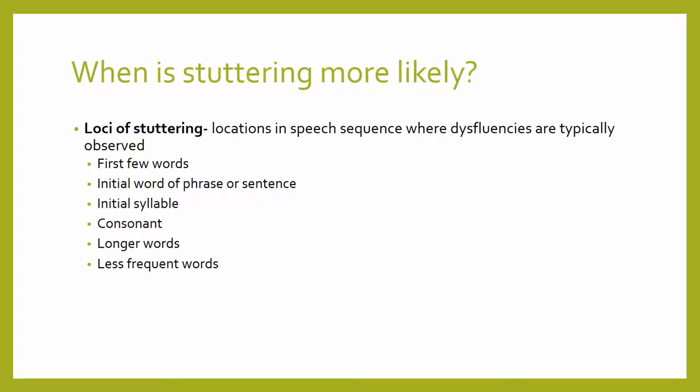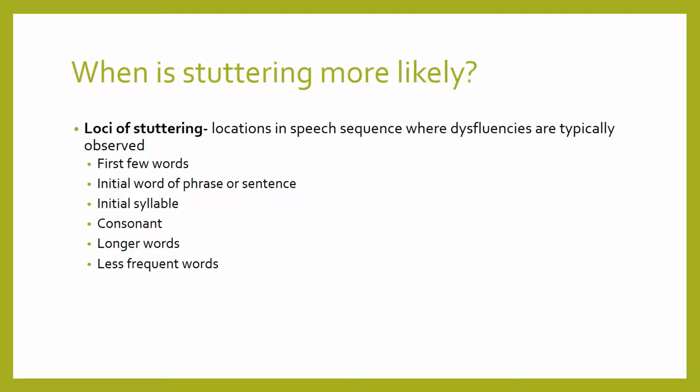So, the loci of stuttering is just when stuttering is more likely to occur. So it's different for different people. However, there are certain instances that we expect it to happen more often. So it's usually words that are within the first few words of the sentence are more likely to be stuttered than the last words of the sentence. Also, the initial word of a phrase or a sentence, or the initial syllable.